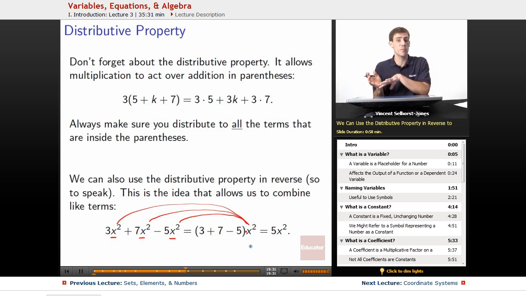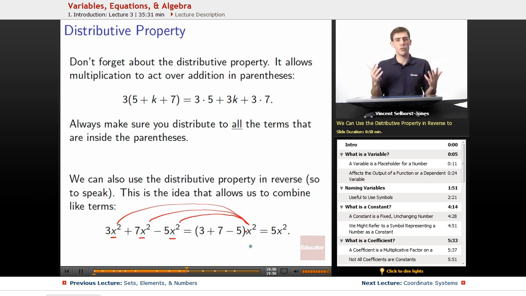Because if we did the distributive property again, we'd get what we started with, so it must be the same thing. Now, 3 plus 7 minus 5, well, that just comes out to be 5, right? 3 plus 7 is 10, minus 5 is 5. We get 5x squared, and that's what allows us to combine like terms. We're sort of pulling out the like term, doing the math, and then putting it back in.